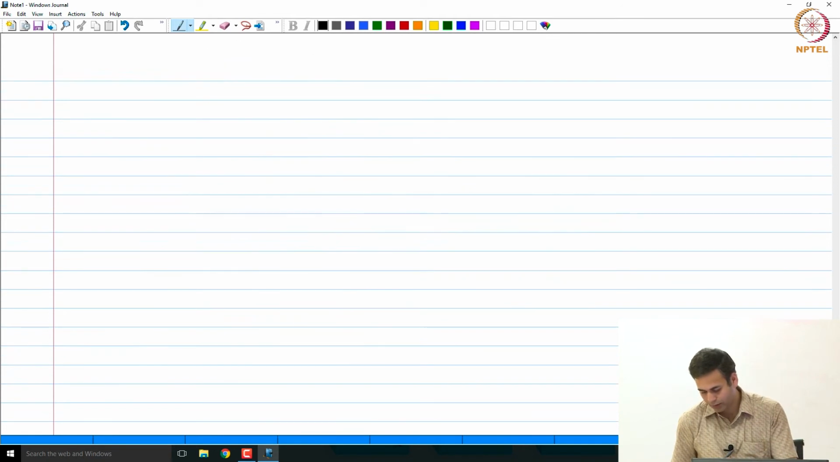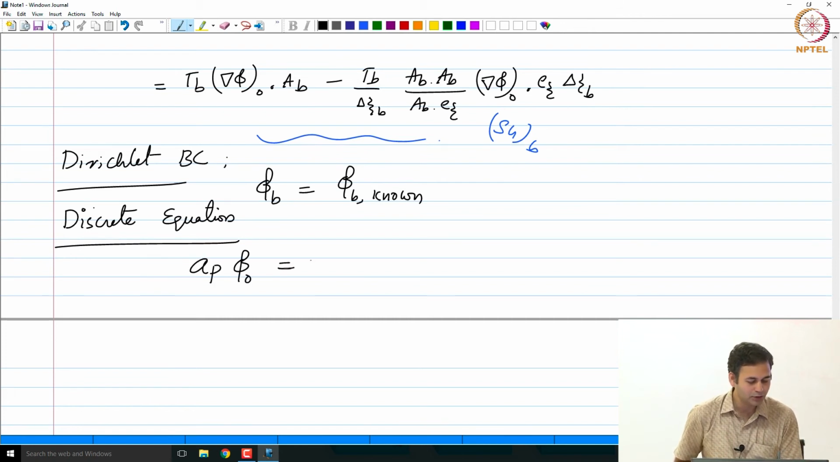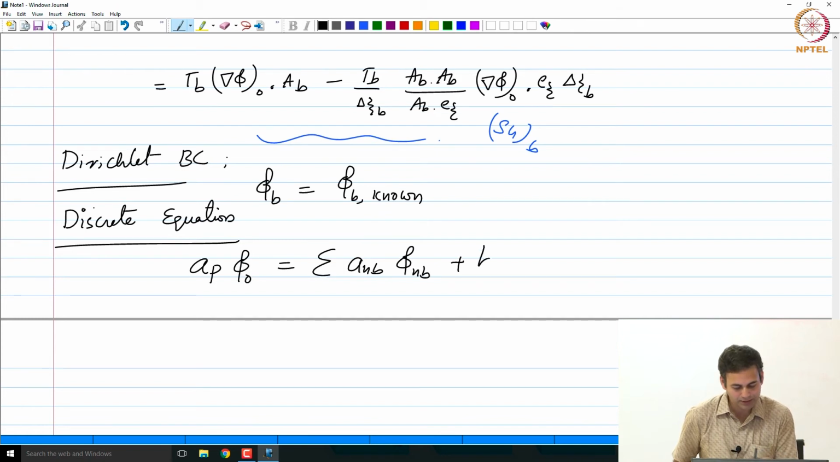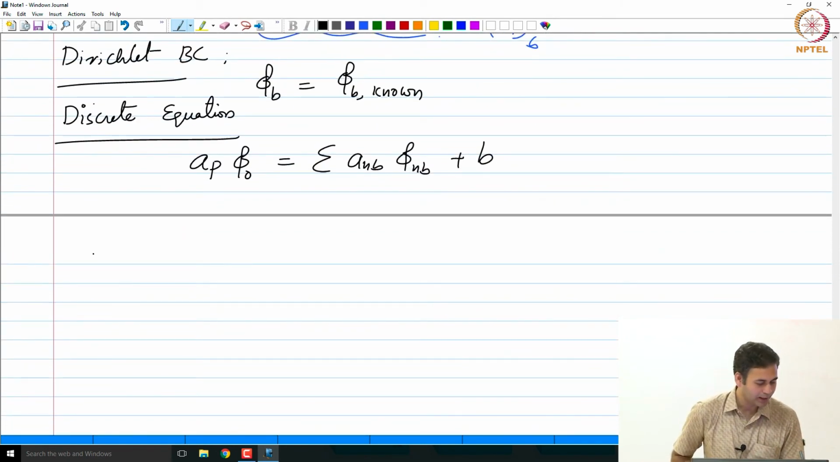Okay. So, what would be the discrete equation? We want it to fit in the same form, that is AP phi 0 equals sigma A and B phi and B plus B, right. We always want it to fit in the standard form. Now, what will be A and B? A and B would be same as before, right.